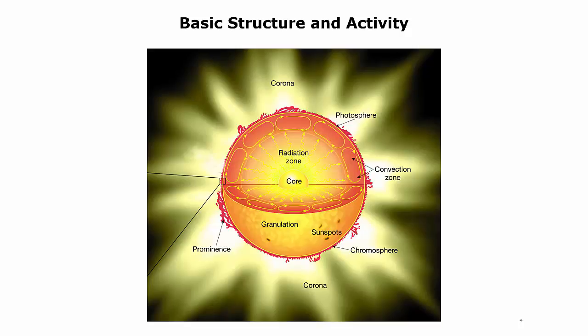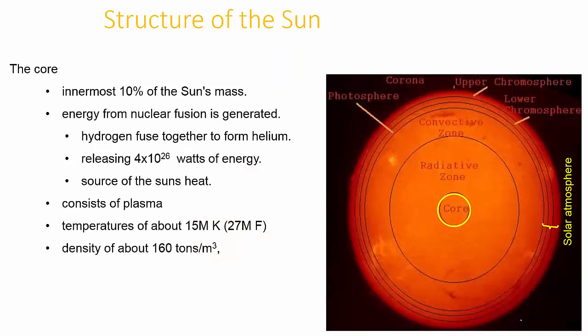Alright, so the core. The core is 10% of all of the sun's mass. And this is where the fusion happens. This is where you fuse hydrogen into helium. This is what's releasing all of that luminosity, that energy. Okay, this is the source of the heat.